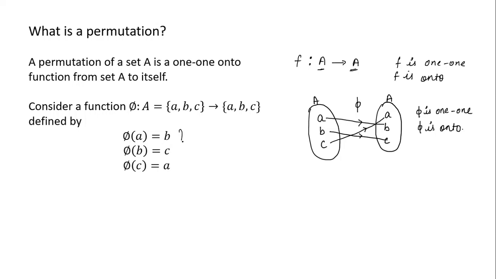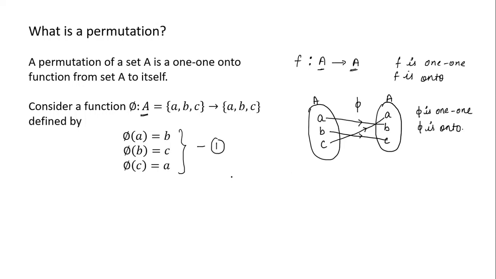So this is one way of representing phi: specifically mentioning the image of each and every element of the domain set A, like phi of A is B, phi of B is C, phi of C is A. Now the second way to represent phi is using these diagrams.